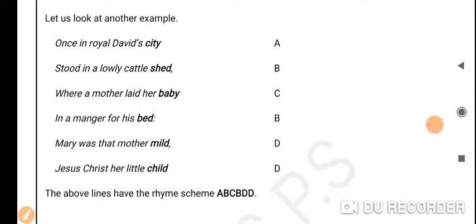So this is how we look for the rhyme scheme in a poem. So I hope that was all clear to you, Goenkans.